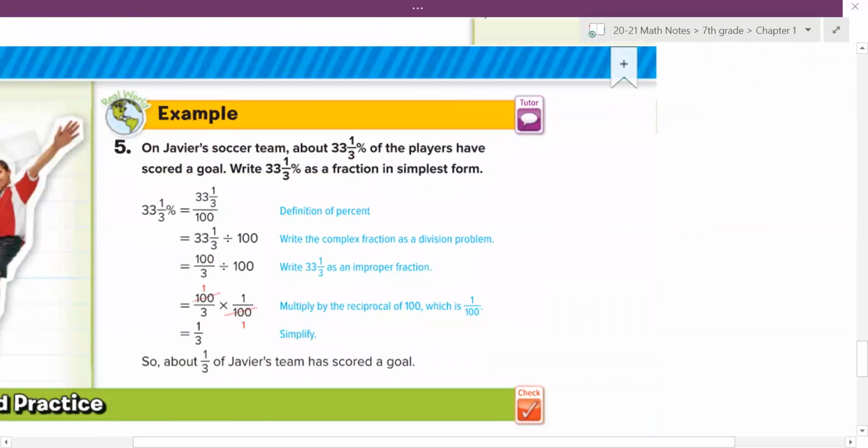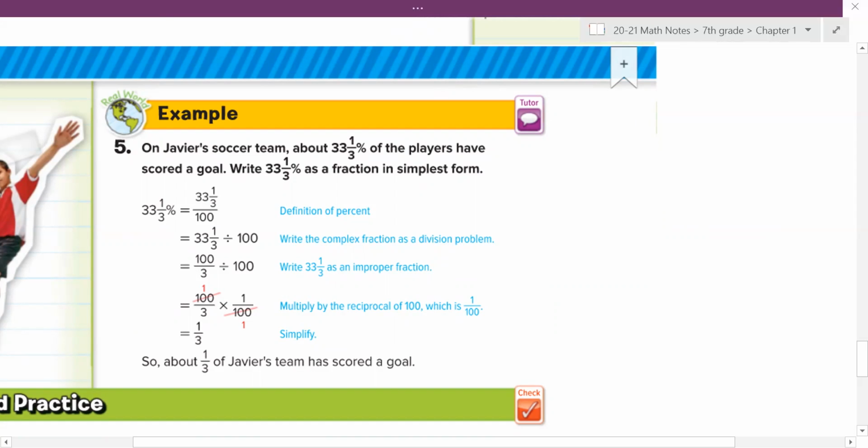So for this one here, with the questions that ask about percentages, what they're going to do is just ask you to divide by 100. So on Javier's soccer team, about 33 1/3% of players have scored a goal. Write 33 1/3% as a fraction in simplest form.